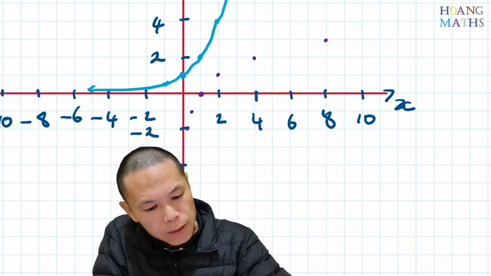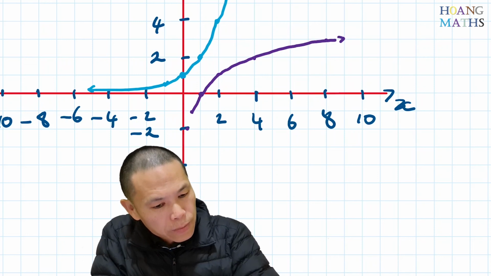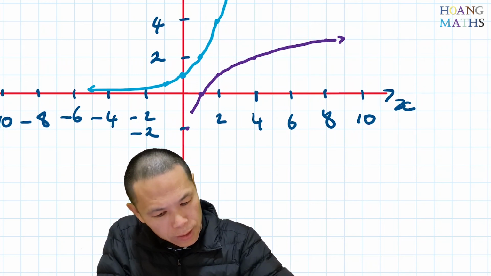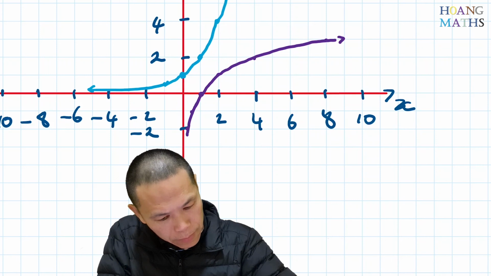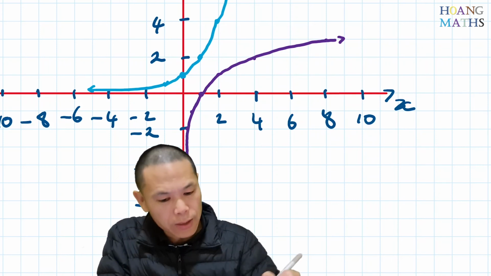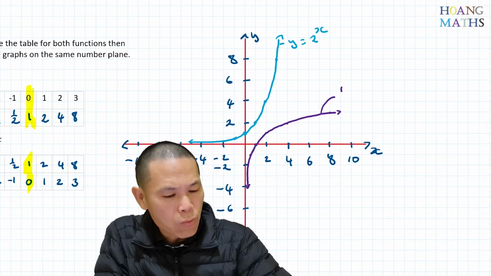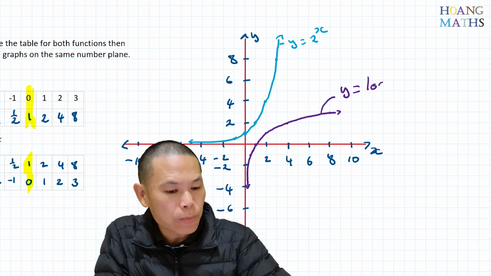So we start from here. And look at the point where you're going, and just connect them together. And just like that. And remember, it never touches the y-axis. So there you go. So this is y equals log base 2 of x.